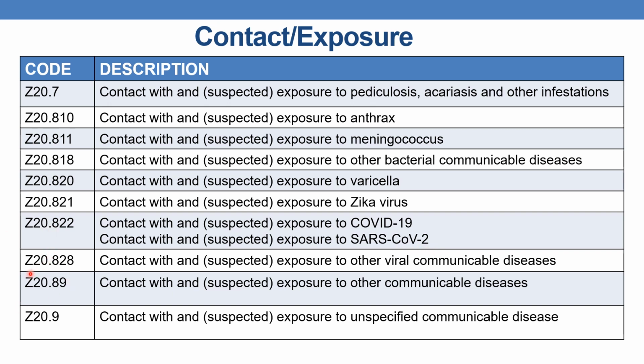Next is Z20.828, contact with and suspected exposure to other viral communicable diseases. Next is Z20.89, contact with and suspected exposure to other communicable diseases. And finally Z20.9, which deals with contact with and suspected exposure to unspecified communicable disease. These are the various codes that come under the category Z20.